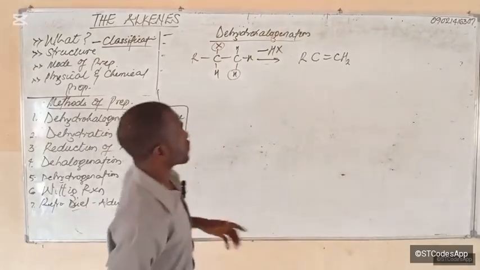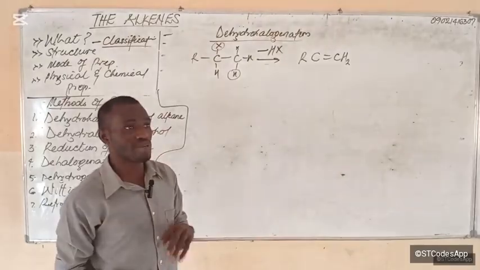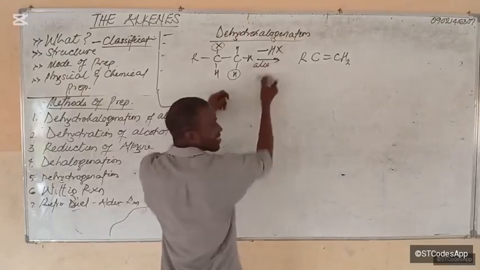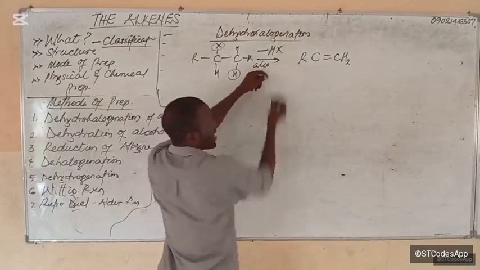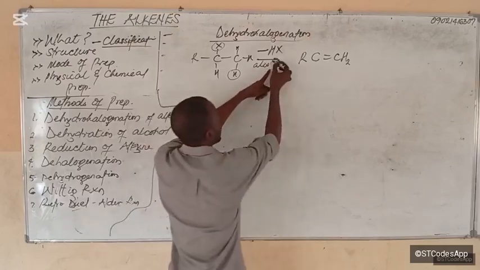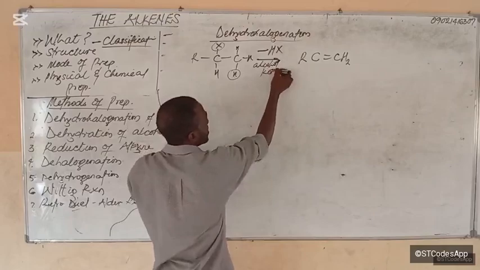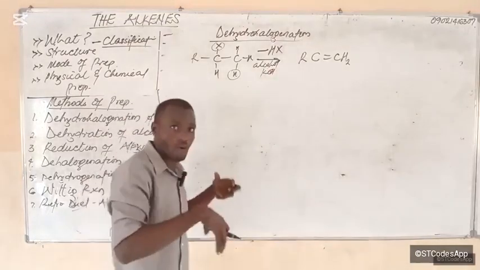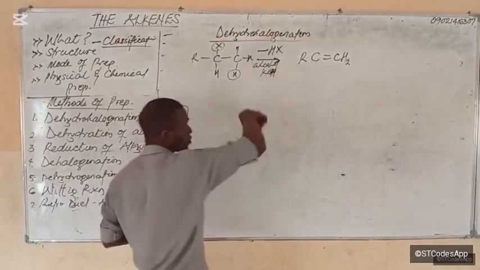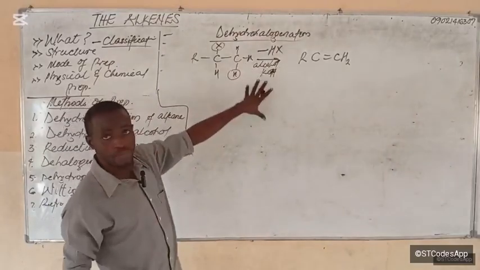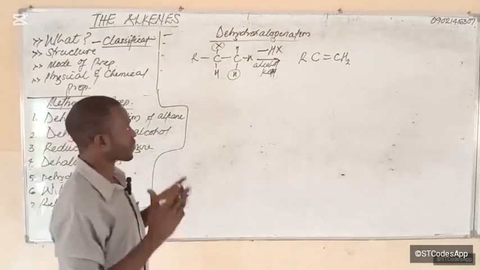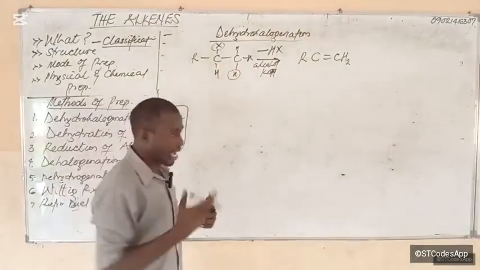Now, how does this reaction proceed? That's what we want to explain now. First, note that it takes place in the presence of an alcoholic base, a base that is in an alcohol. For example, KOH, which is a strong base. So a strong base and an alcohol. That is where this reaction proceeds. Now, what happens in that reaction?